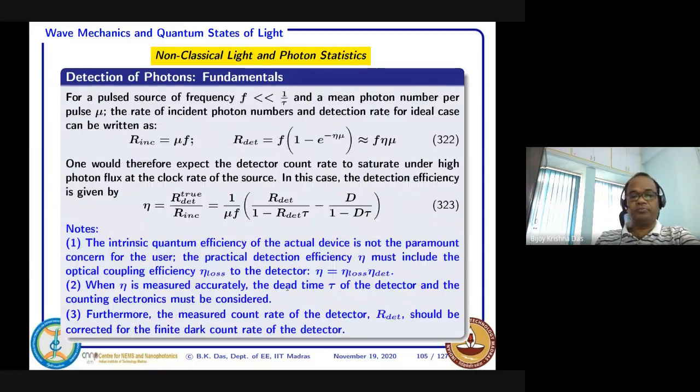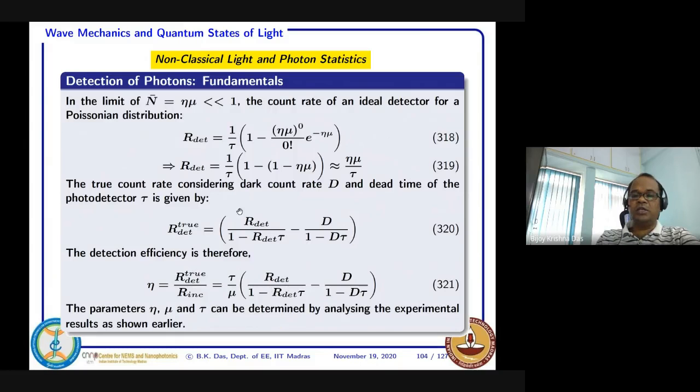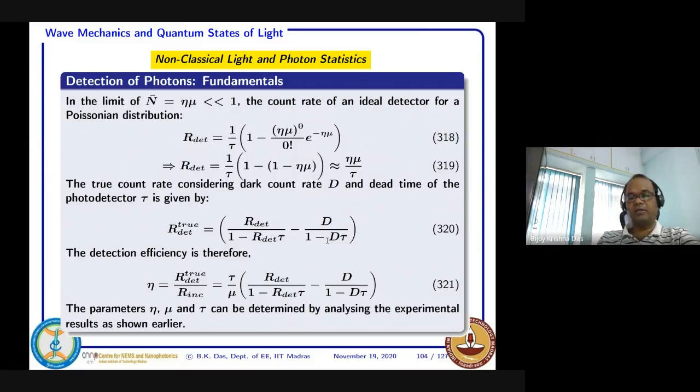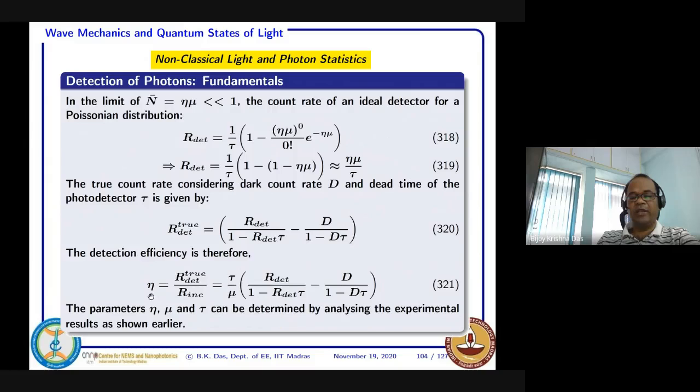Okay. Now, Sir, yes. In the previous slide, if we bring eta to the denominator, then we'll get both the count rates in this slide. Like we'll get 319 equal to 320 in that case. No, here we have not used a dark count. Yeah, like we got the second one considering dark count rate. Right. But in 321, if we divide by eta. No, we are finding the eta. Eta is defined by this.